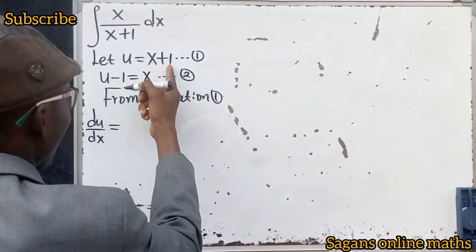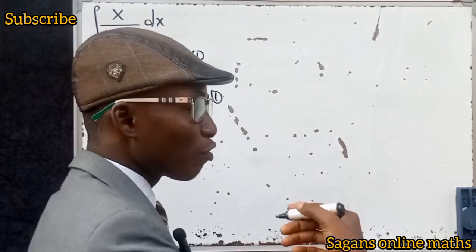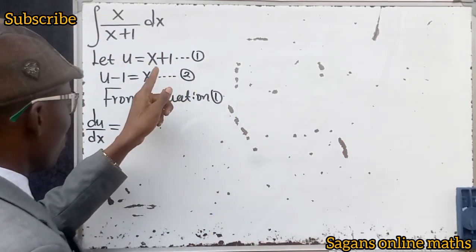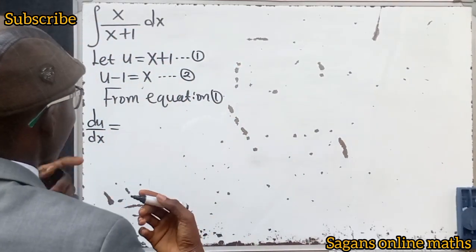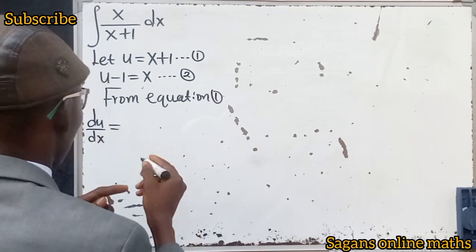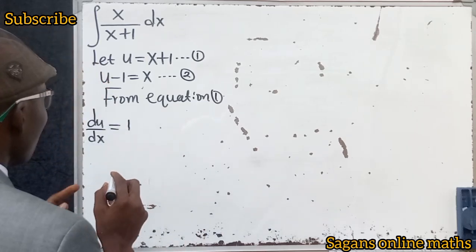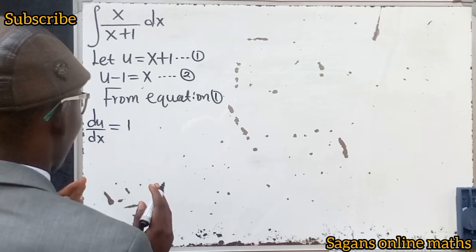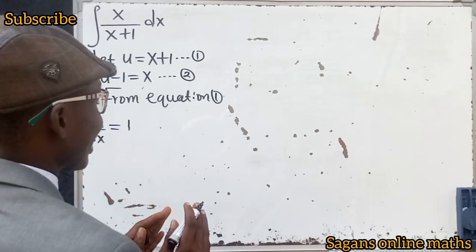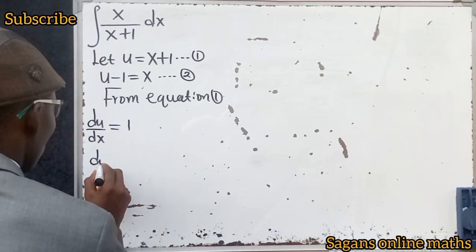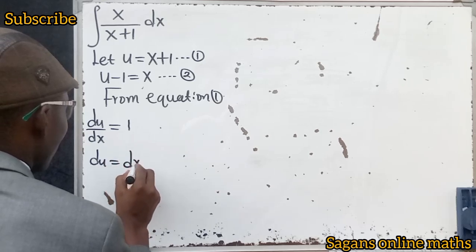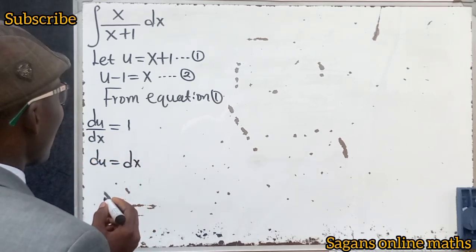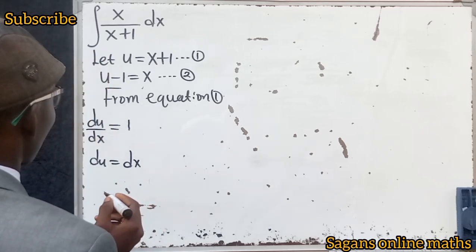If you differentiate a constant, remember, in differentiation it is always 0. That means if you differentiate 1, it is 0. If you differentiate x, it is just 1, because the highest power of this x here is 1. So here is 1. Now let's make dx the subject of the formula. To do that, we multiply through by dx, right? That means du will be equal to dx. Wow, this is genius, right? Amazing. I love this.